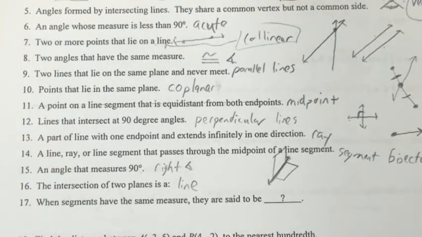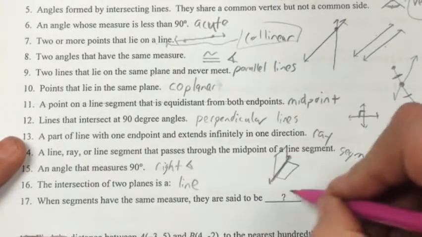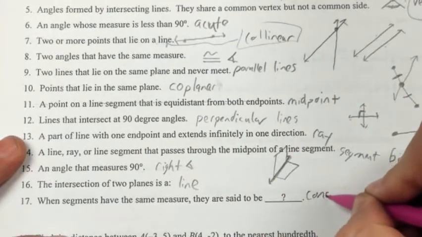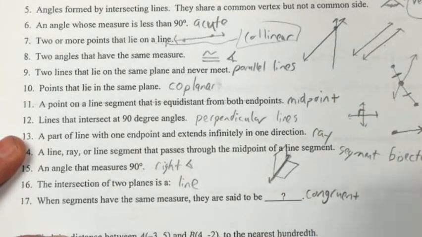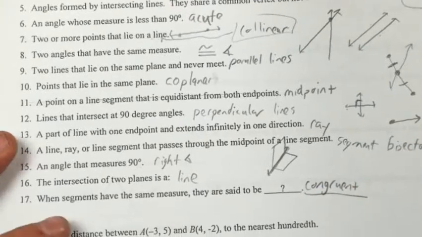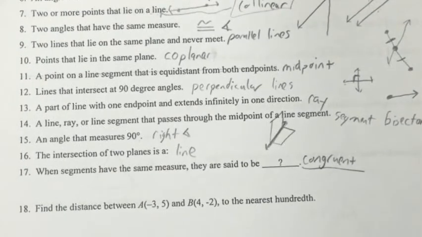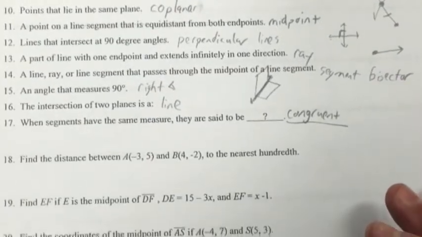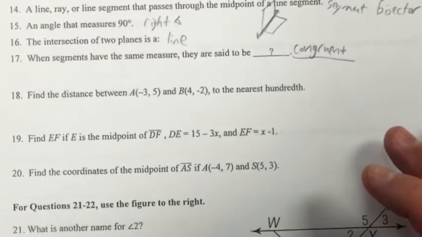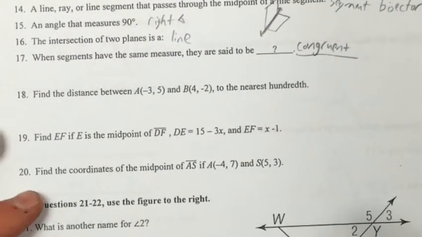Now, number 17. When segments have the same measure, we're going to call them congruent. Remember, congruent means same size, same shape, and in the situation of just a line segment, congruent means that they have the same distance. That goes along with the idea of having the same size.